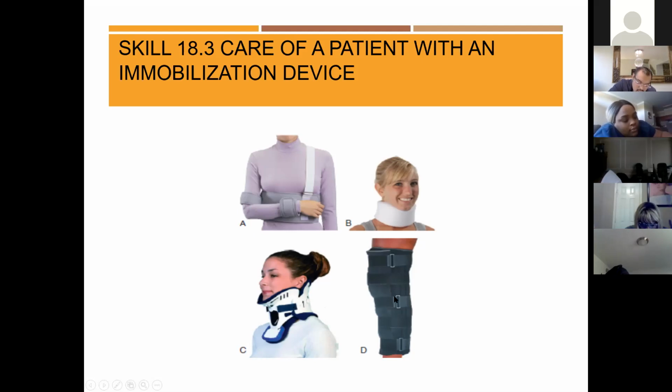And then you have your knee immobilizer, of course. After some surgeries, your patient may have this on, and this is just to keep their knee in the same exact position for healing purposes.